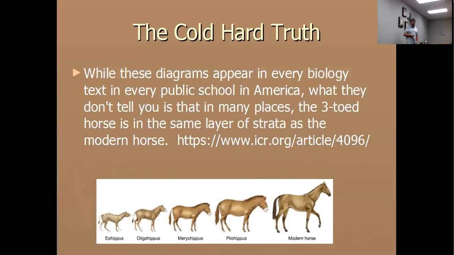Unfortunately for the evolutionists, we actually find, I think it's Merychippus, in the same layer as the modern horse, and in one quarry, even higher. Okay, so a lot of places we actually find the three-toed horse in the same layer of strata as a modern one, and yeah, no evolutionist actually believes that this is how horses evolved.